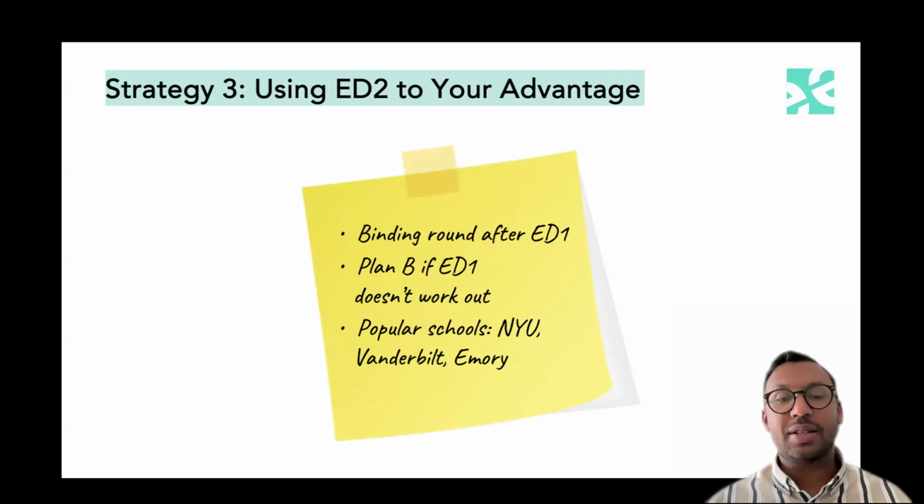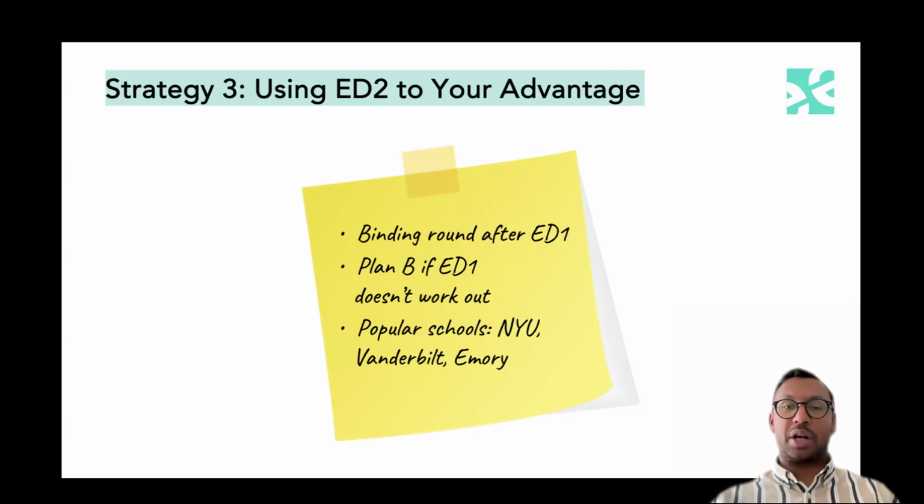In a practical sense, let's say, for example, you've applied to Columbia University for ED1 and it didn't work out, and you are now going to try applying to Emory University for ED2 because it might offer a similar program or it might be a good fit for what you are looking for in a particular university.